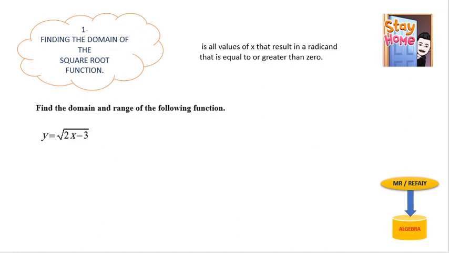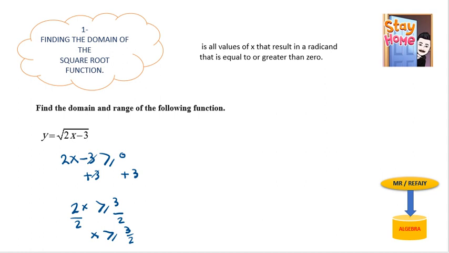Now the second equation here, y equals root 2x minus 3. How to get the domain and how to get the range? In the same way. 2x minus 3 is more than or equal to 0. So here add 3 to each side. Cancel. So 2x is more than or equal to 3. Divide each side by 2. So x here is more than or equal to 3 over 2. So this is the domain.